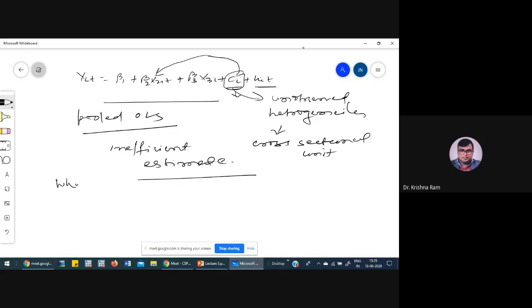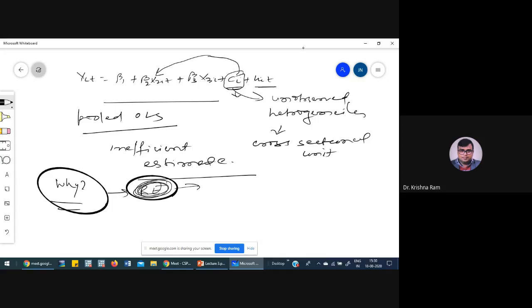Why do we get inefficient estimates? We will discuss it when we do the random effect regression model. Unless you understand this random effect regression model, I think it's hard to understand why there is an inefficient estimate. It is better if you move on to this topic after doing the random effect estimation.